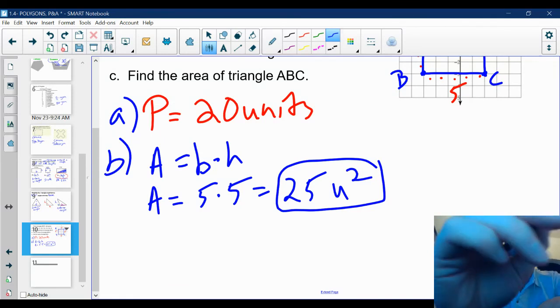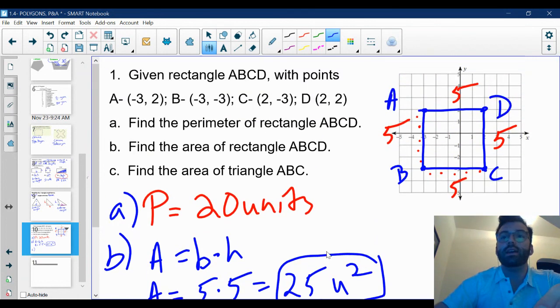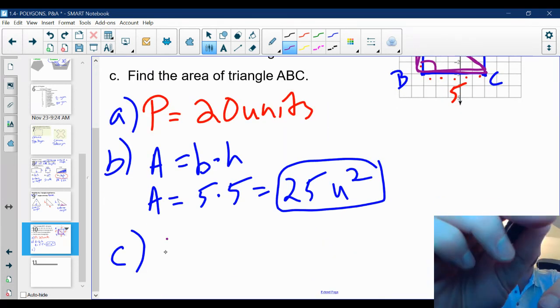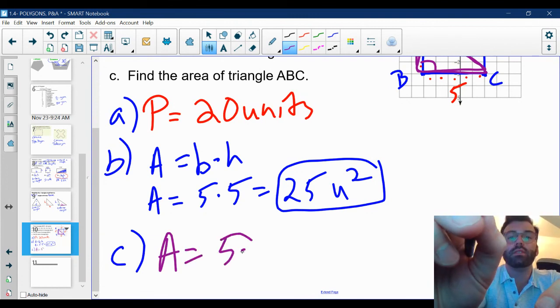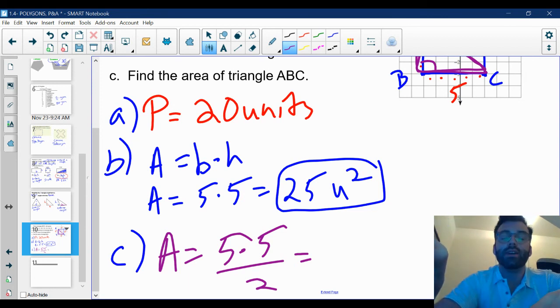Lastly, find the area of triangle ABC. Here's my triangle right there, ABC. Luckily, I know this is a right angle, so my base and my height are both 5. So the area is going to be 5 times 5 over 2. 5 times 5 is 25. 25 divided by 2 is 12.5 units squared.